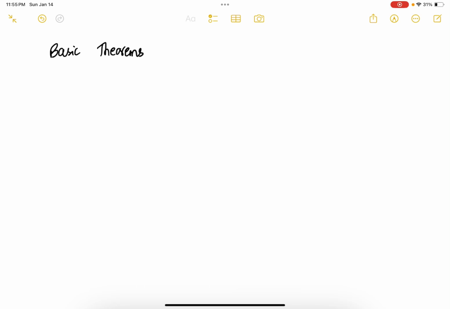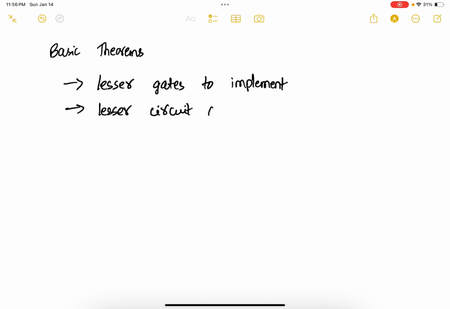Let us now look at the basic theorems used in Boolean algebra to simplify Boolean expressions. Simplifying Boolean expressions will lead to a Boolean expression with lesser number of terms. This further implies lesser gates to implement the expression. Therefore, you have lesser circuit area. So the circuit occupies lesser area.